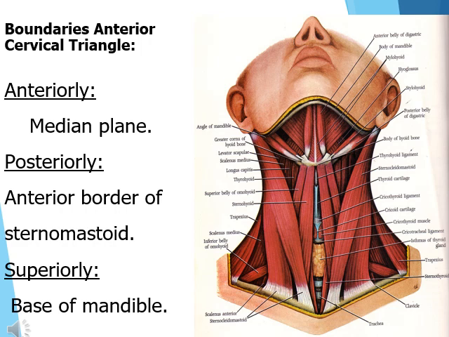Posteriorly, it's bounded by the anterior border of the sternocleidomastoid muscle, the same muscle that helped us divide the neck earlier. So this is the sternocleidomastoid muscle. And superiorly, the triangle is capped by the base of the mandible, forming its upper limit.